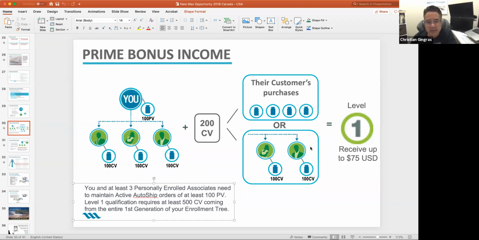Why is that? Because the average person will spend anywhere between 100 to 120, some 140, some will go up to 180 on a monthly basis. So whenever you have your 5 consuming every month, most likely every single month you will qualify for your Prime level 1, which in return you will receive a maximum of up to $75. Now, that may not seem like a lot when you look at it as a unit, but it becomes very significant when it gets duplicated.